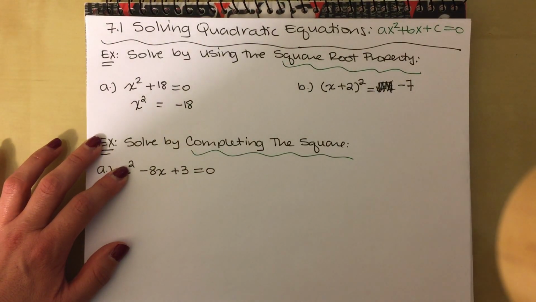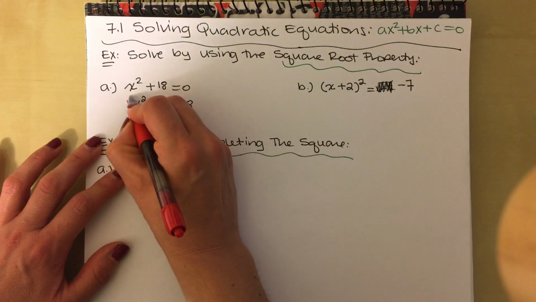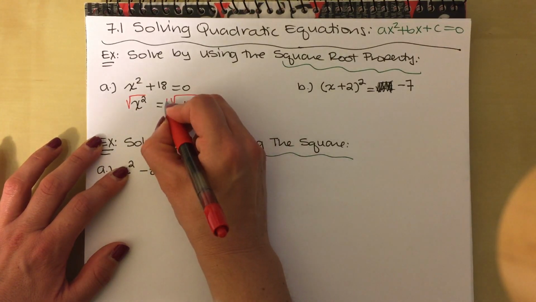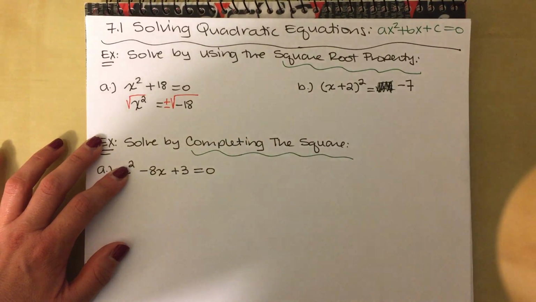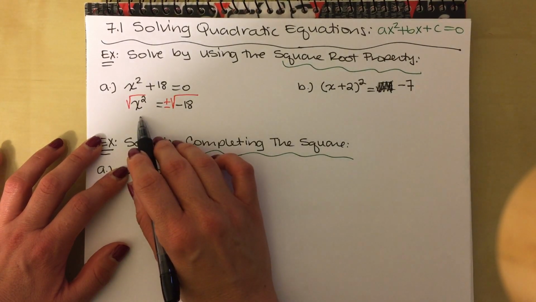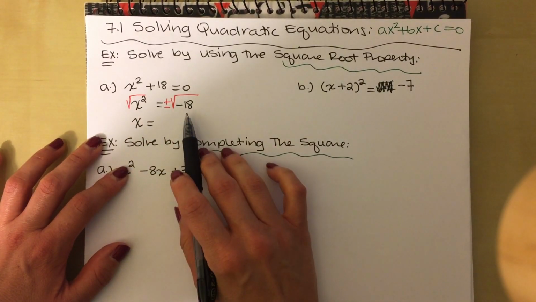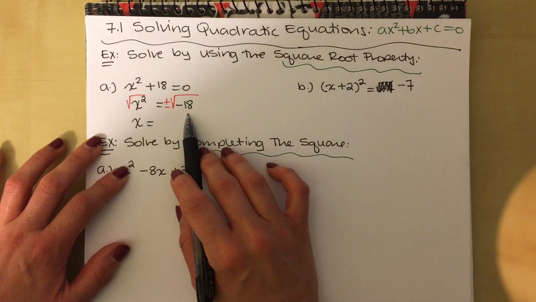Like the name says, take the square root of both sides. Remember to write plus or minus on one side because there are two solutions and we have to include both positive and negative. Take the square root of the left side. We can take the square root of negative 18. It will be an imaginary answer.